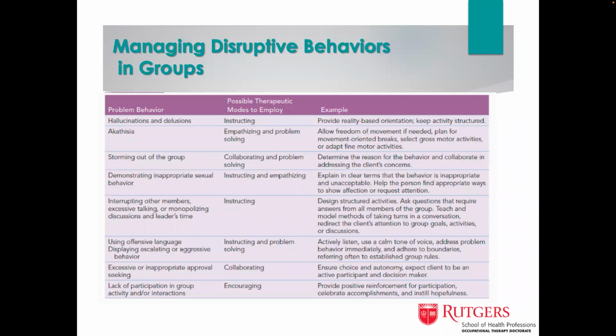I know somebody had mentioned when they were doing their occupational profile that the person would not stop talking. And so an example here is interrupting other group members, excessive talking. What can you do about that? You can design structured activities, ask questions that require answers from all group members, teach and model methods of taking turns in conversations.